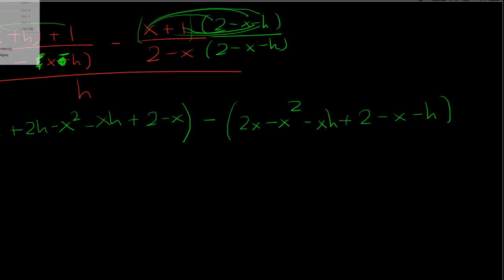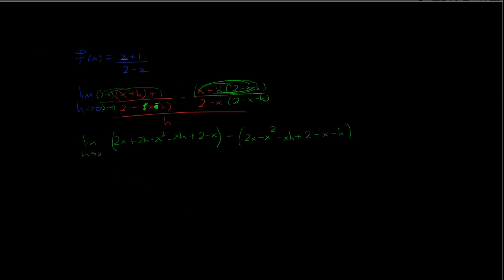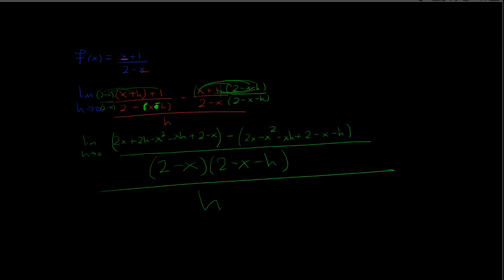And here we're just going to zoom out here. So let's try that. Okay. Over the denominator, which will be 2 minus x times 2 minus x minus h, all over h. Now a bunch of things are going to cancel. So let's see. 2x, 2x, that goes away. Negative x squared, that goes away. Negative xh minus negative xh, that goes away. 2 and 2 go away. Negative x, those go away. So I'm left with 2h minus negative h. So that's just going to be 3h.